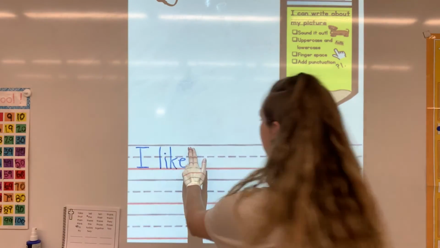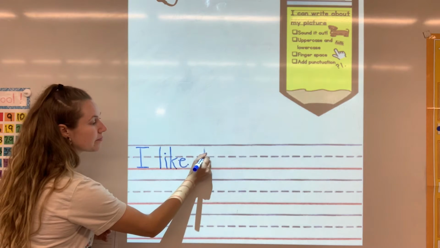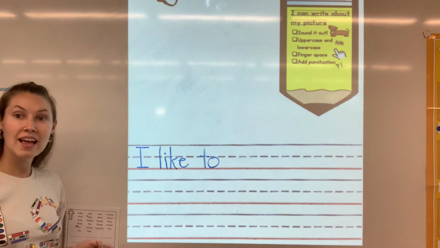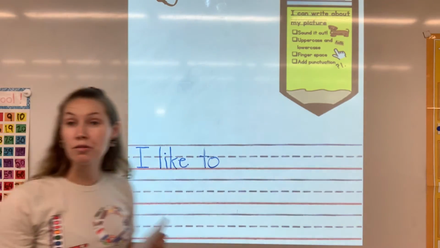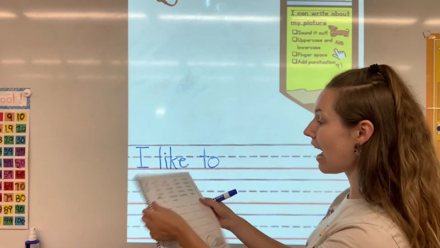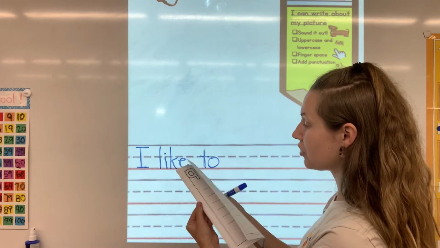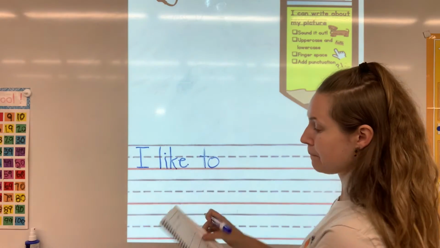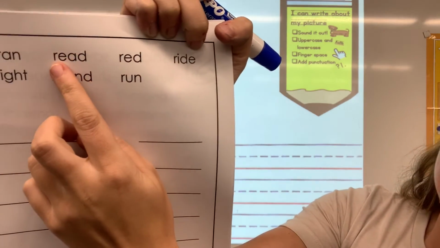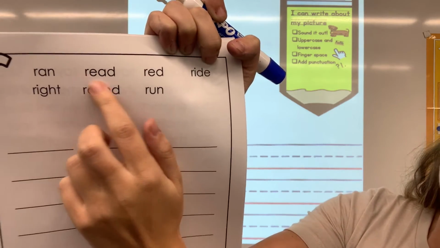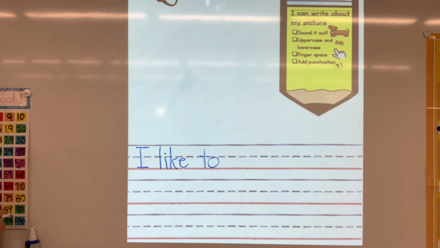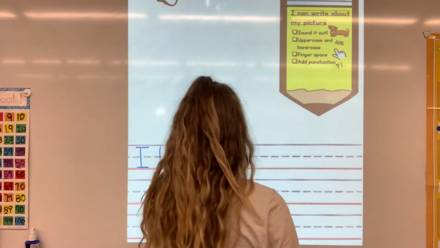So we'll do finger space, T, and O. I like to read. Read. That's a letter R word. Let's see if we have that in our book. So I'm going to turn to my R page, and there it is. Read. R-E-A-D. Read. I like to, now I need to do finger space again.